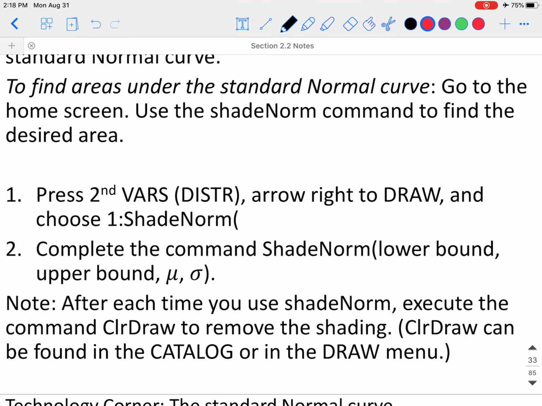If you want to find greater than, your lower bound is going to be whatever you have as your z value, and your upper bound will be a very, very large number. After each time you use ShadeNorm, execute the command ClrDraw to remove the shading.